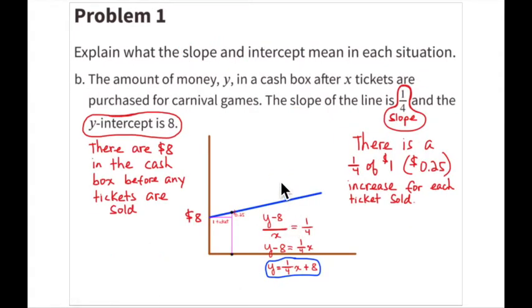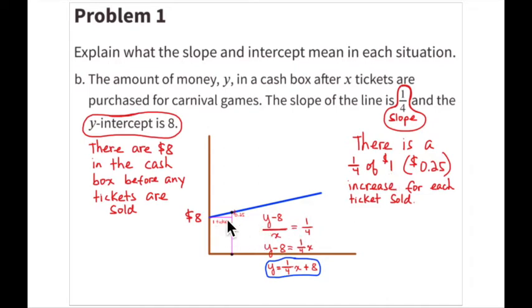Okay, for the B problem, there is money in a cash box. So the money y in a cash box after x tickets are sold. So x is the number of tickets sold. And so you look in the cash box, there's already $8 before you sell any tickets, because the y-intercept is $8. So this is $8 beginning in the cash box before you sell any tickets. And then each ticket you make 1/4 of a dollar. So that's the slope, 1/4 of a dollar for each ticket sold. So that's 25 cents.